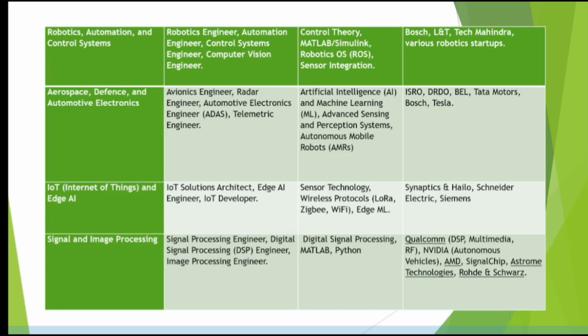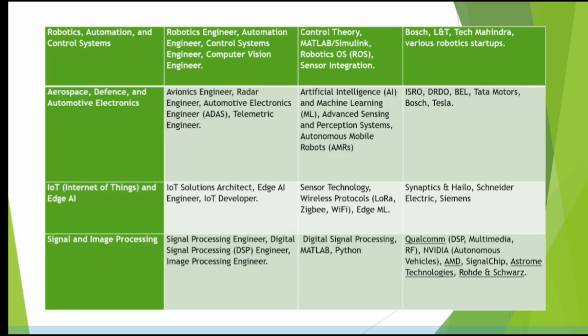And now coming to aerospace, defense and automotive electronics. As I already told you, most of this is involved with defense, automation and aerospace. So obviously, you already know that the main recruiters for aerospace and all are ISRO, DRDO, BEL, Tata Motors, Bosch, Tesla. So all these companies, right? You can be either an avionics engineer, radar engineer, automotive electronics engineer, or telemetry engineer. You can choose any one among this particular domain, right?